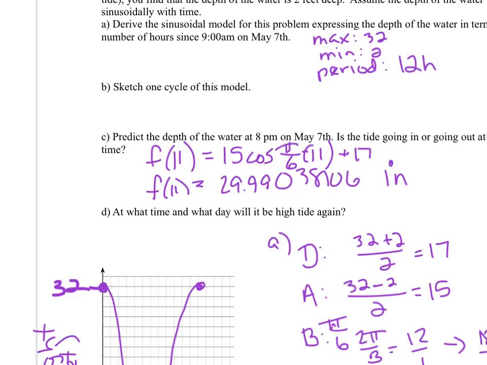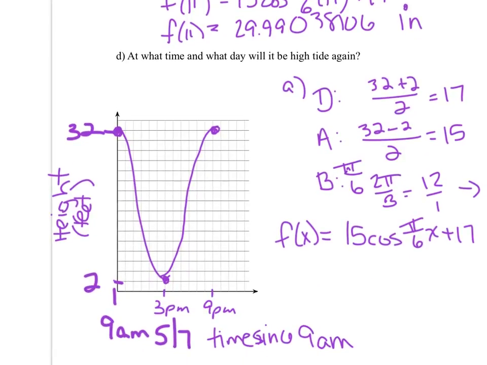Okay, to do this one, you just simply have to plug 11 into the equation. Now the reason that it's 11 is because we're looking for at 8 o'clock. 8 o'clock is right here. So how many hours is that since 9 a.m.? So you don't put 8 in, you put how many hours since your beginning of the graph. So that's 11 hours. So I plug that into this equation here, and when I do, I get 29.999.